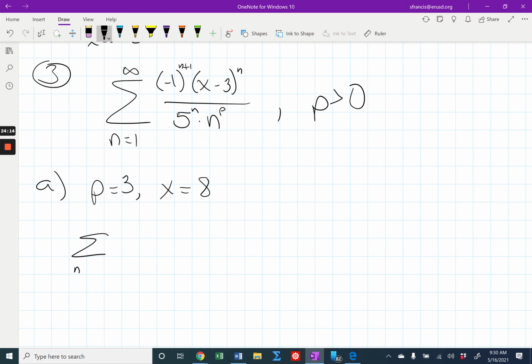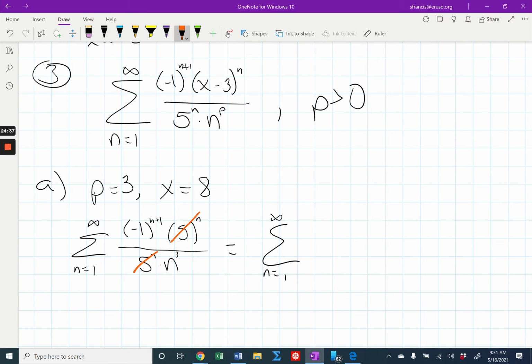type. So if we plug in 3 for p and 8 for x, we're going to get 5 to the n up here. 8 minus 3 is 5, of course. Got 5 to the n down here, which is nice, and cubed over here. So when we simplify this a little bit, we should be canceling these out.